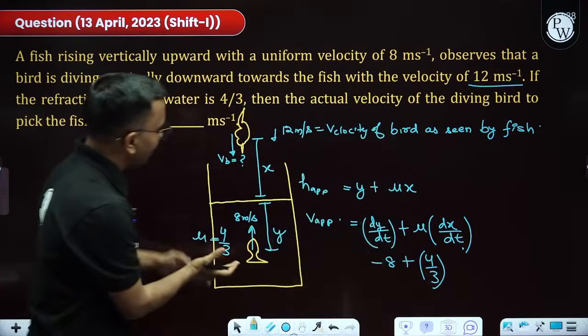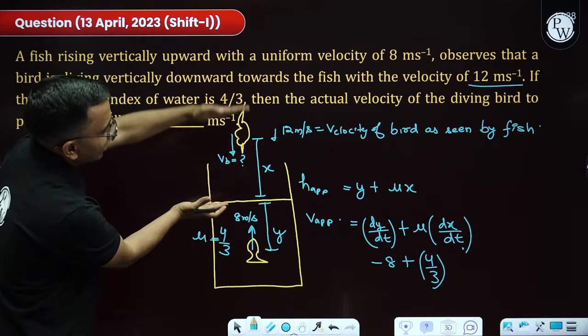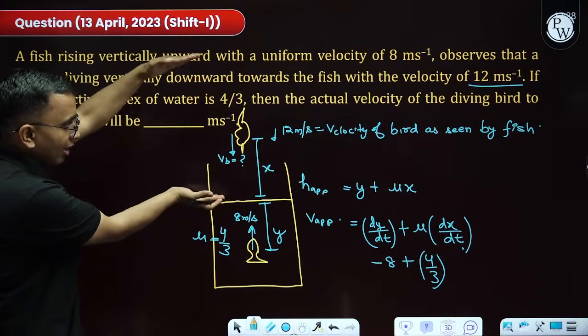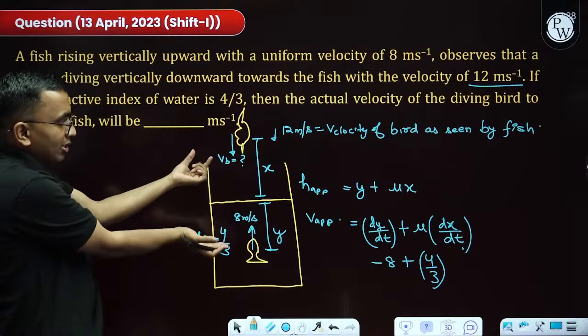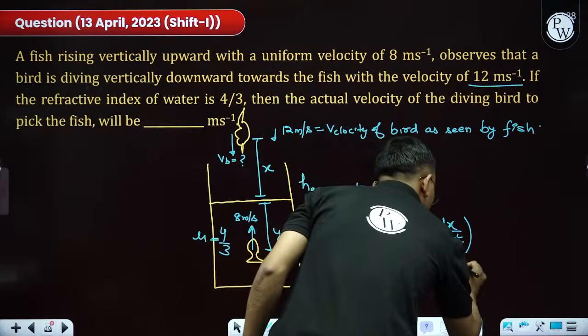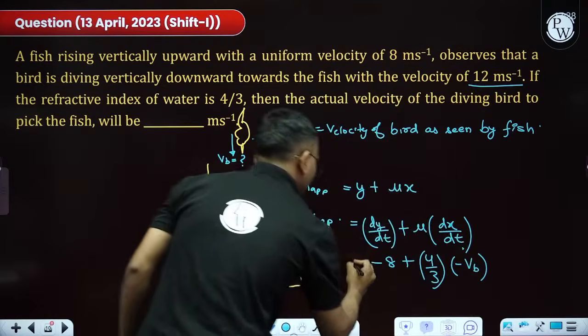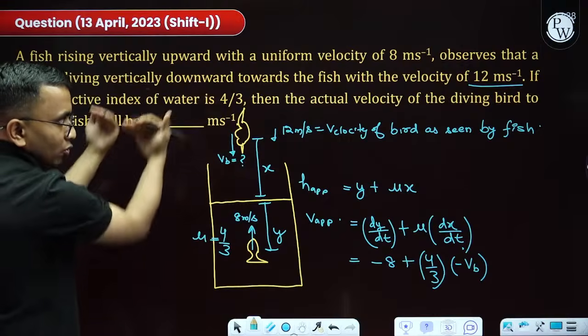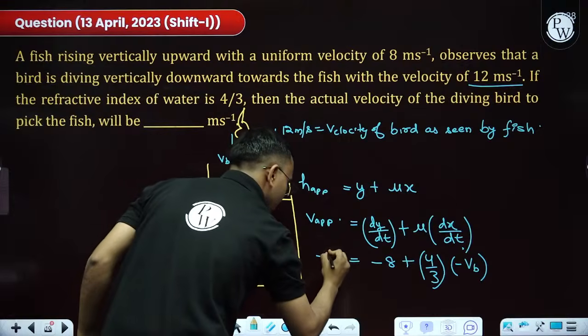What is dx by dt? This is the velocity of the bird, minus the velocity of the bird, because x is decreasing. I am just taking the magnitude. dx by dt is minus the velocity of the bird. And this is the apparent velocity. It is coming towards, so minus of 12.